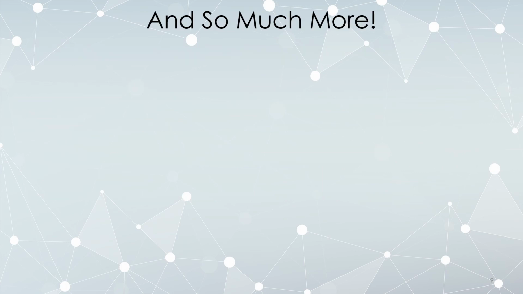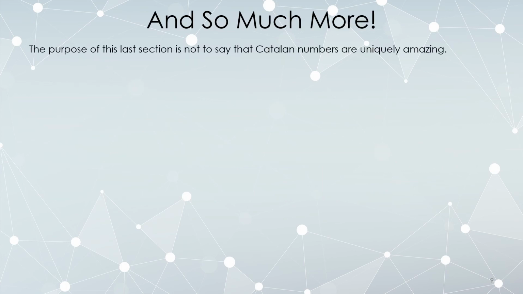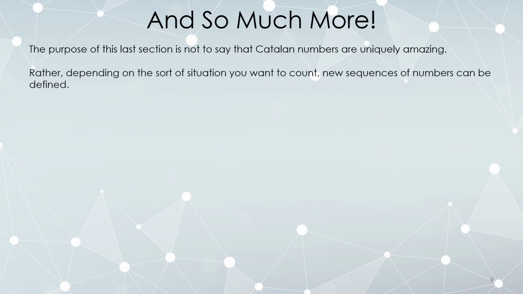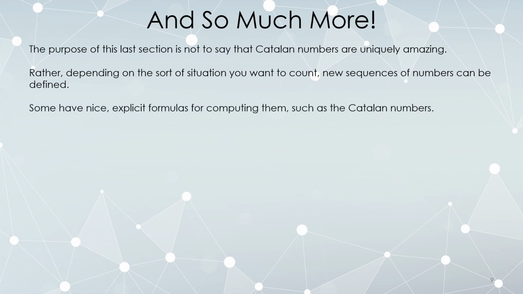And there's so much more to enumerative combinatorics. This last section, we're not especially saying the Catalan numbers are the most amazing thing in combinatorics and we saved it for last. Rather, we're just saying that depending on exactly what it is you need to count and subject to exactly what constraints, different sequences of numbers pop up. Some have nice explicit formulas. The Catalan numbers have this really nice formula. The nth Catalan number is 1 over n plus 1 times the binomial coefficient 2n choose n.